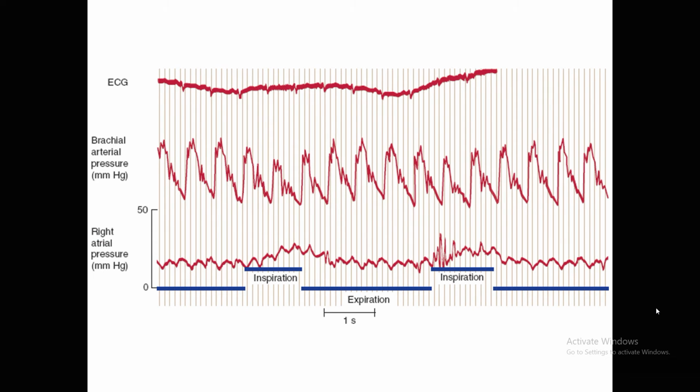Another sign of constriction is observed when recording the atrial pressure. This picture shows a simultaneous record of the brachial artery pressure and the right atrial pressure. It is clearly seen the increased right atrial pressure on inspiration. This is a clear sign of constriction.